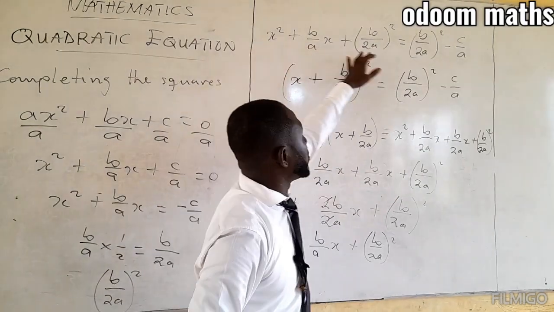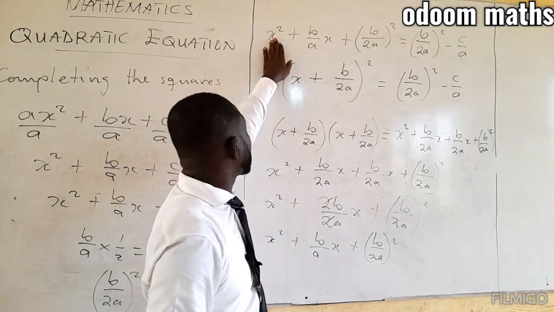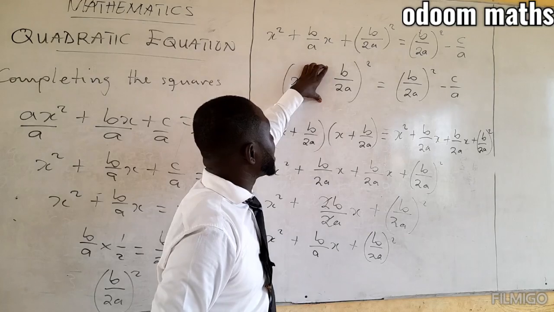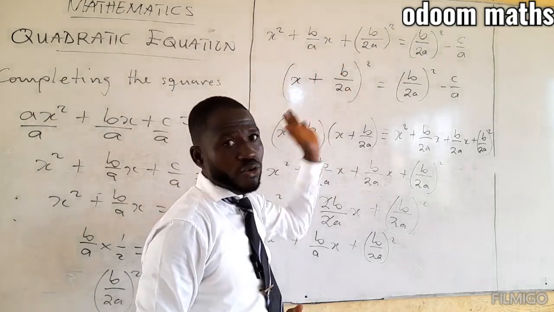So when you get to this point, don't worry yourself, just do selection. Take this and this one, put them into brackets, and then square them. That's all. Okay.